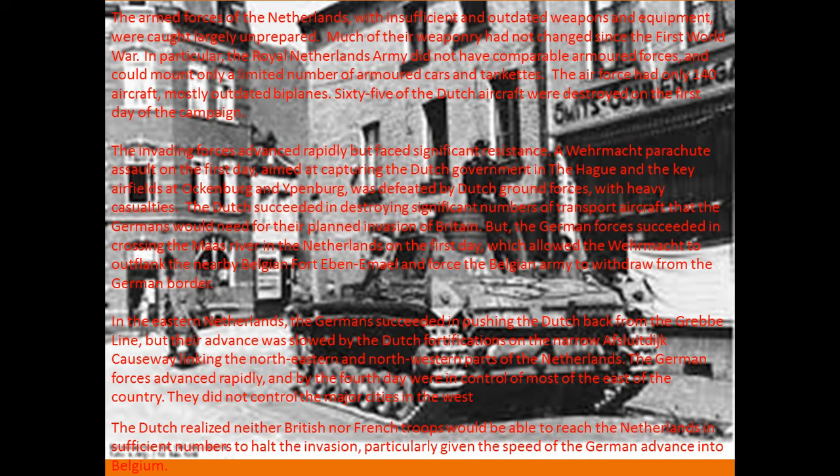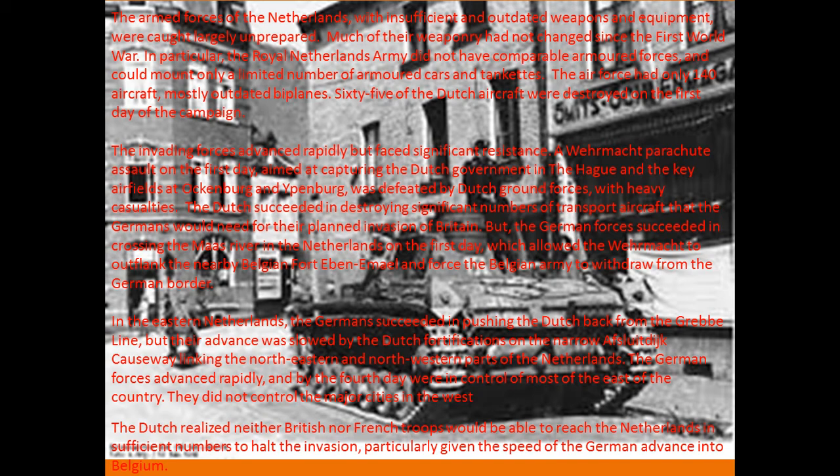The invading forces advanced rapidly but faced significant resistance. A Wehrmacht parachute assault on the first day aimed at capturing the Dutch government in The Hague and the key airfields at Ockenburg and Ypenburg were defeated by Dutch ground forces with heavy casualties. The Dutch succeeded in destroying significant numbers of transport aircraft that the Germans would need for their planned invasion of Britain. And that's at Ypenburg. I have a picture of that on here. But the German forces succeeded in crossing the Maas River in the Netherlands on the first day, which allowed the Wehrmacht to outflank the nearby Belgian front and force the Belgian army to withdraw from the German border.